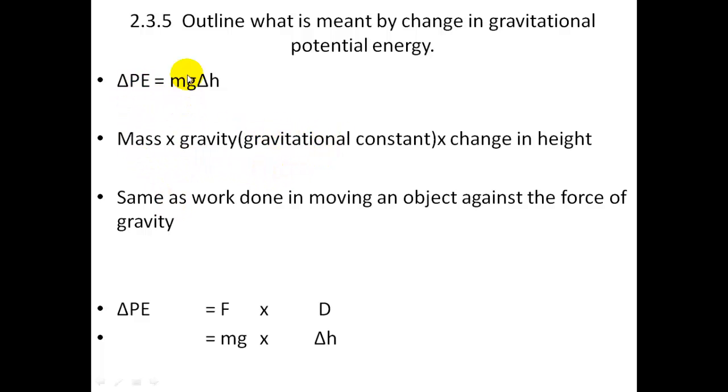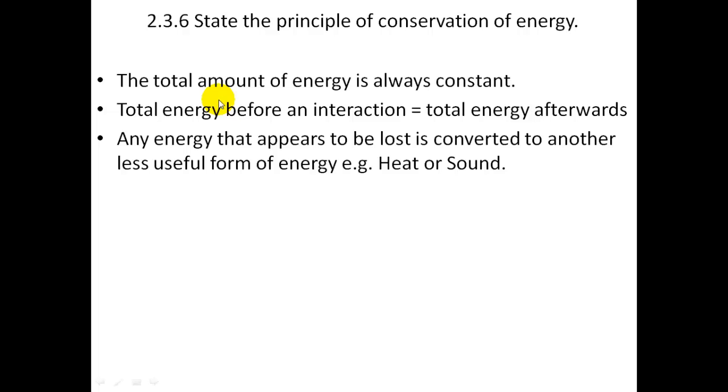So this is the mass times the gravitational constant, which is g, or the acceleration due to gravity, or the gravitational field strength that we will meet in a later topic, times the change in height. And this is the same equation as the work done against gravity, which is force times distance. The force is the weight, which is mg, times distance, which is the change in height. So the best way to remember this is delta PE is equal to mgh. That's the easiest way to remember it.